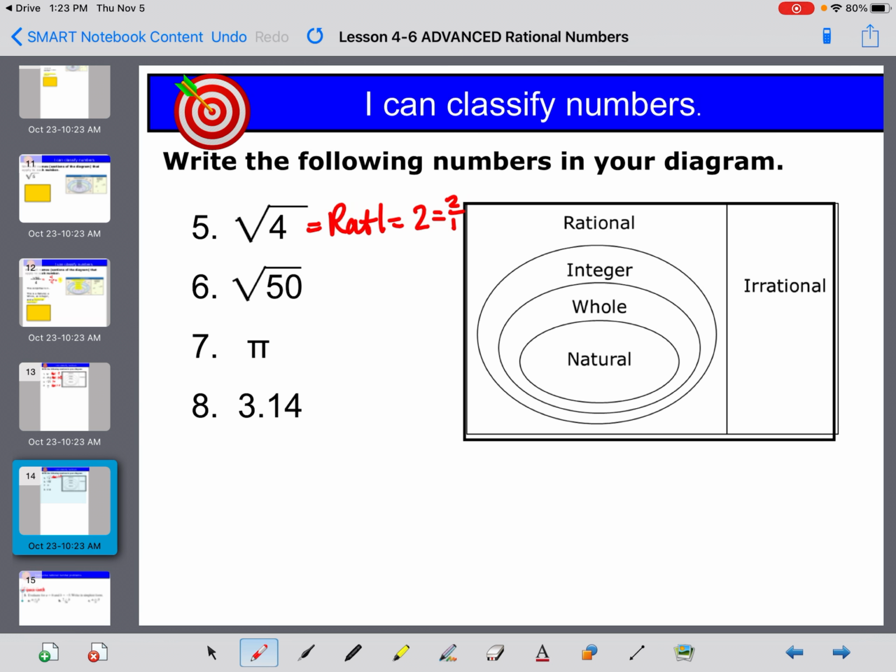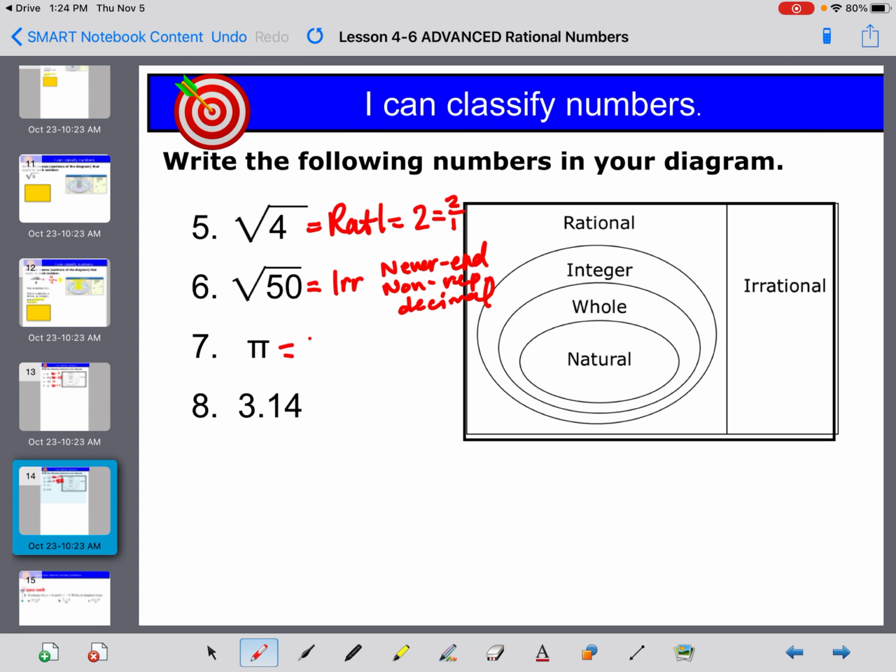Number 6, the square root of 50. Now this one throws people. There is not a number that when you multiply it by itself gives you 50. 25 times 2 is not 25 times 25. That's something different. Don't confuse it with adding. So this one is irrational. It leaves you with a never-ending and non-repeating decimal when you punch it in a calculator.